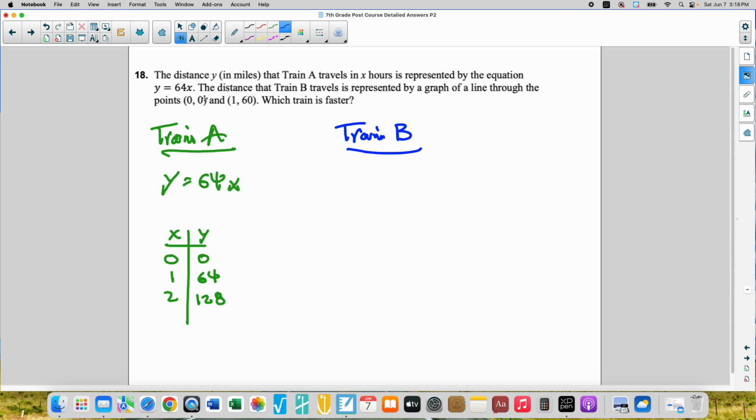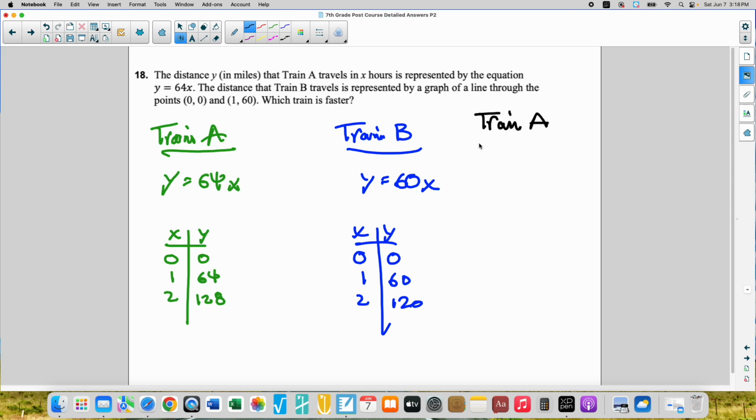So train B, well, you have the point 0, 0, 1, 60. x, y, 0, 0, 1 hour, you travel 60 miles. 2 hours, you travel 120 miles. And so this train's formula is y equals 60x. So train A is faster because it goes 64 miles in 1 hour. Train A is faster, going 64 miles per hour. That's a good one.